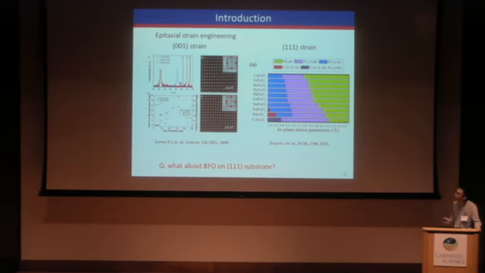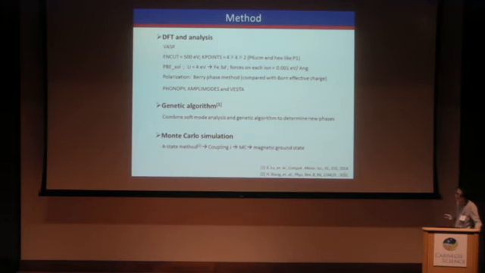And also for rare-earth manganites and rare-earth ferrites in the hexagonal phase, large tensile epitaxial strain can also generate the yttrium manganite-type hexagonal structure. So the question is, what about BFO if it is grown on the (111) substrate? Will it have the hexagonal phase, or will the lone pair of bismuth play a role in increasing the polarization?